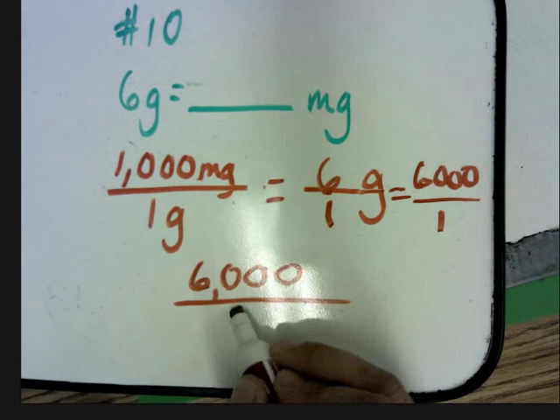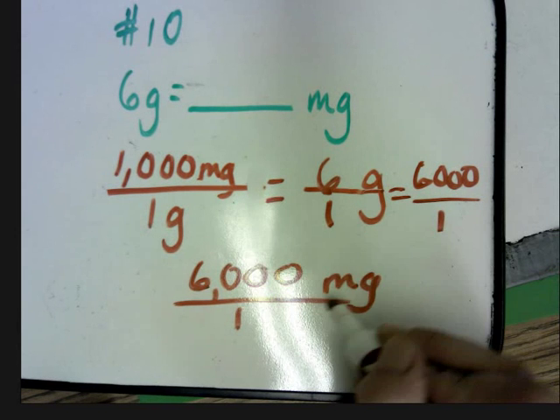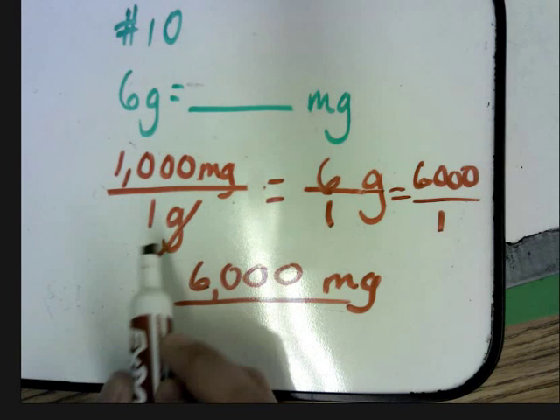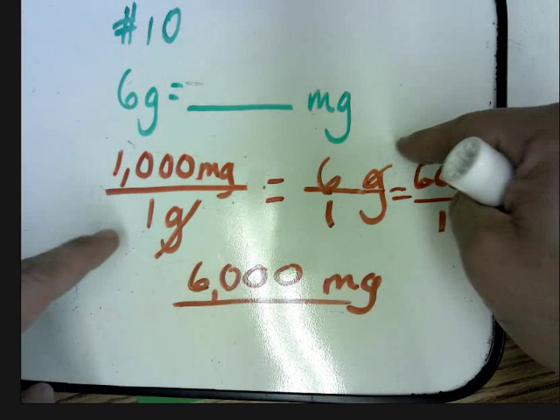milligrams. The reason why my answer is in milligrams is because I have grams here and I have grams here, and because they're on opposite sides of the division line, they cancel each other out. So my final answer is 6,000 milligrams.